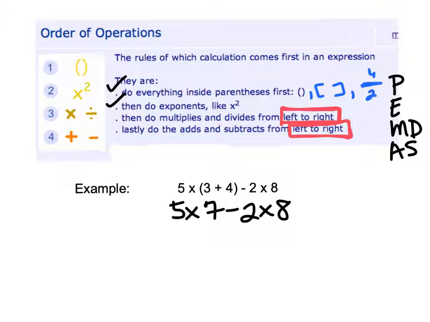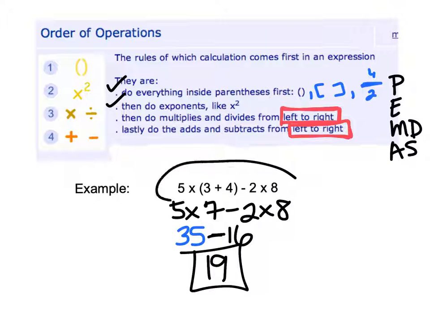Now we need to multiply or divide from left to right. So I'm going to multiply the 5 times 7 and get my 35. And at the same time, you can multiply right away your 2 times 8 and you can get your 16. And now we can simplify 35 minus 16, and that is simply 19. I'm writing in all these different colors. I apologize. So this big mess up here, using the order of operations, can simplify just to the number 19.